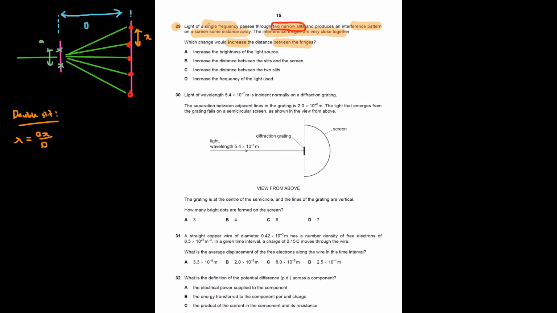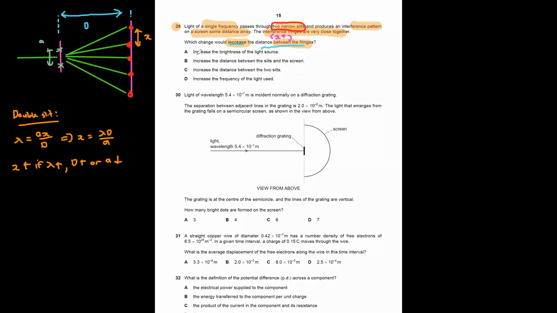Okay, so when they mention right now to increase the distance between the fringes, they are actually talking about the fringe separation X. They want the fringe separation X to increase. Now, from looking at the original equation here, we know that X is equals to lambda D over A. So X will increase if lambda increase, D increase, or A decreases. All right. So let's look at the answer choices one by one here.